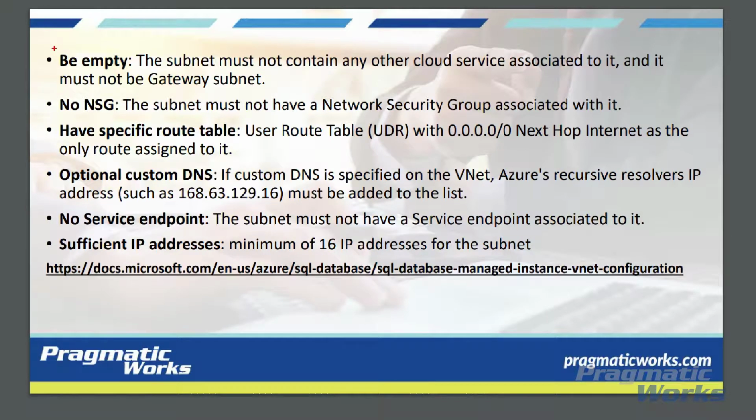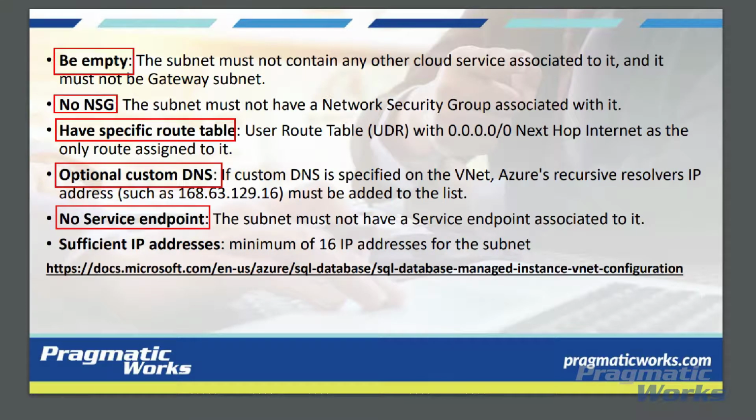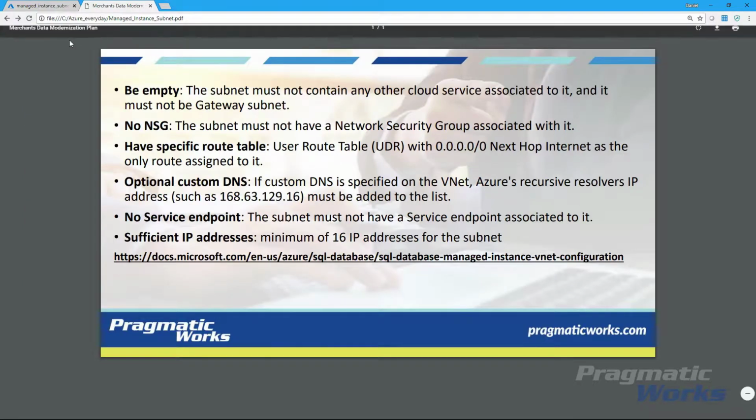The first thing you'll notice here is that the subnet needs to be empty. It can't have any other cloud services associated to it. We can't associate any network security groups to that subnet. We have to have a specific route table identified for that subnet. You can have optional custom DNS for that subnet. We can't have any service endpoints defined for that subnet. And we have to have enough IP addresses, at least 16 IP addresses, identified for that subnet for our managed instances to deploy properly. So let's look at that in action.